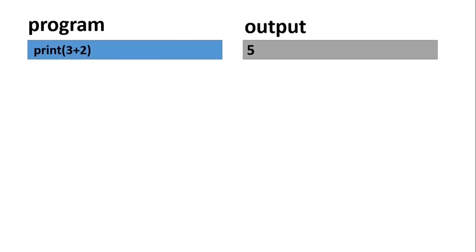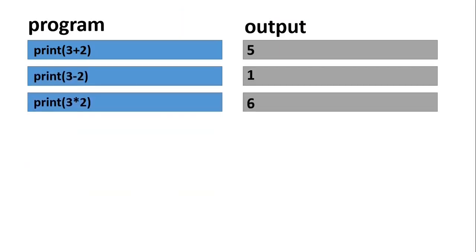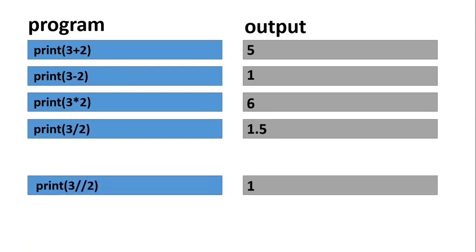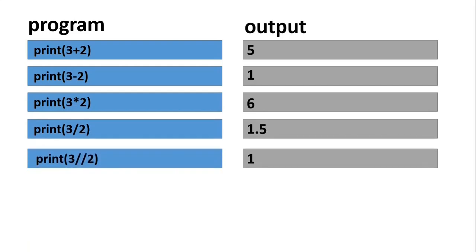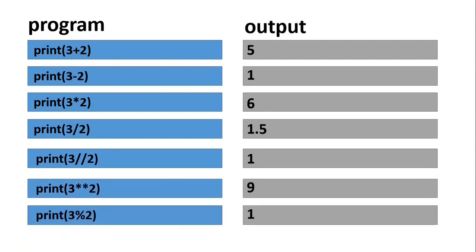Programs on numbers. 3 plus 2 is 5. 3 minus 2 is 1. 3 star 2 is 6. 3 slash 2 is 1.5. 3 integer division 2 is 1. 3 star star 2 is 9. 3 modulo 2 is 1.